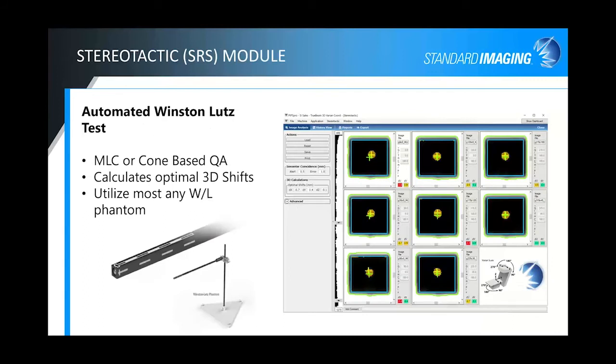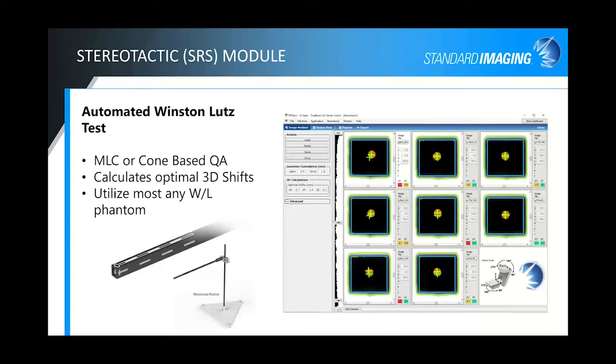The stereotactic module is an automated Winston-Lutz test. You can do either MLC-based or cone-based QA. It will calculate your optimal shifts in 3D space for your X, Y, and Z movement and position to get your isocenter into the perfect position. And you can utilize pretty much any Winston-Lutz phantom on the market.